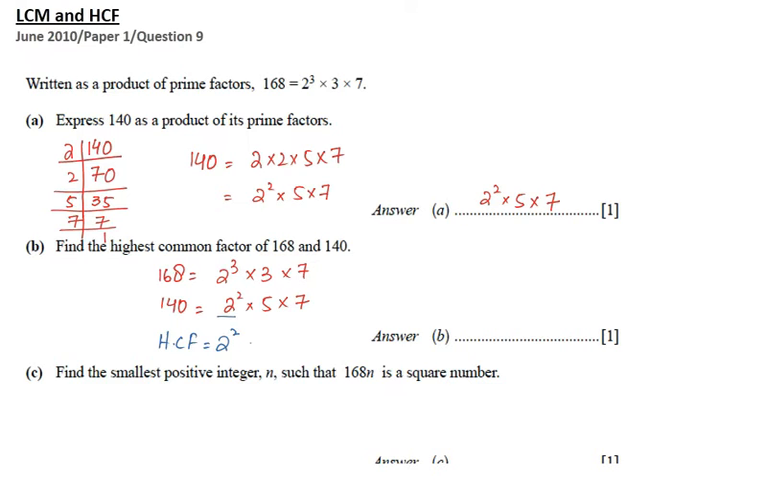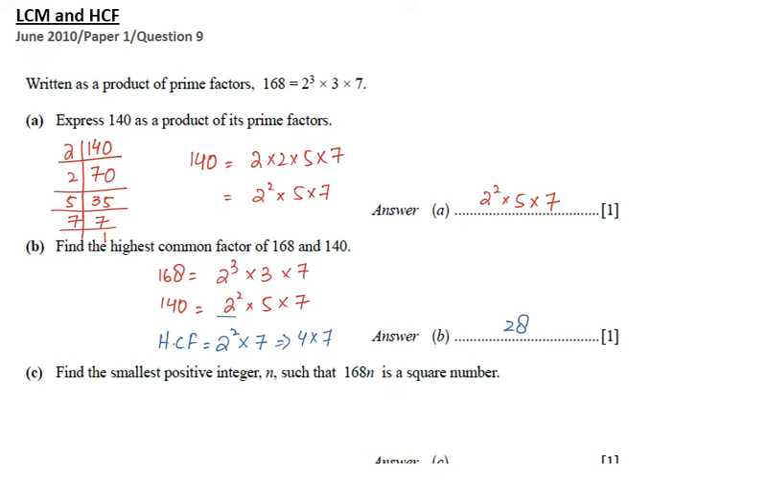Now 2 square, then what else is common? We have one more factor which is common between both, which is 7. As both have 7 just one time, 1 times 7 will be common. Now 2 square is 4, and 4 multiplied by 7 is 28.